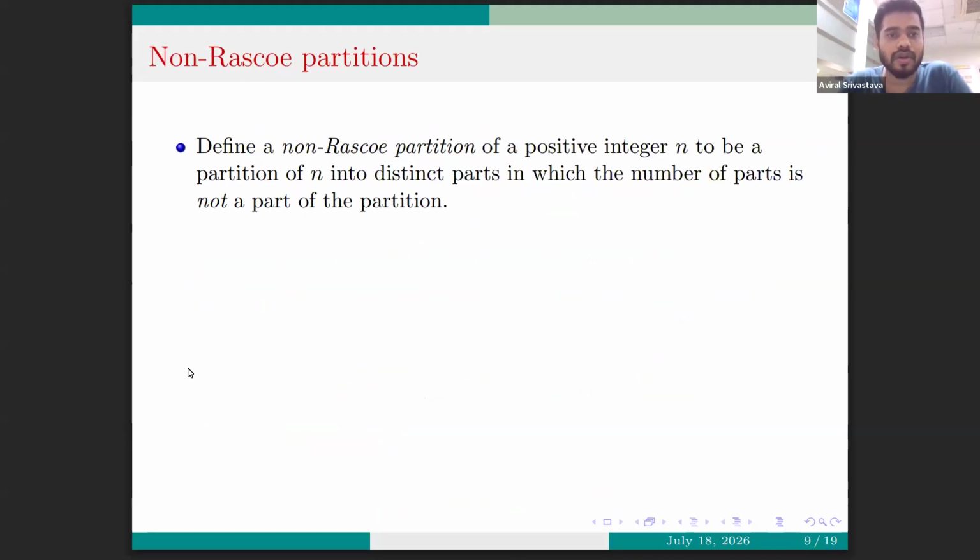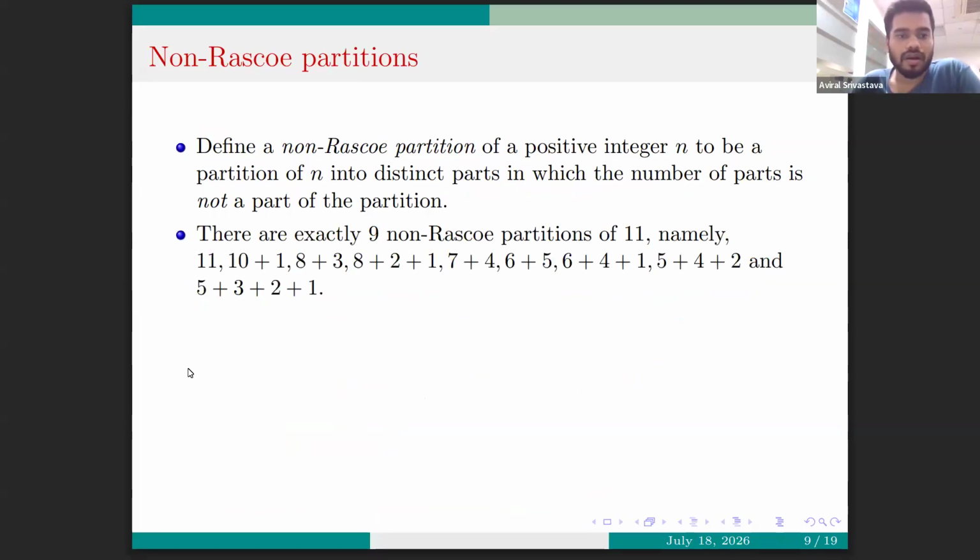Now let me go to the non-Rascoe partitions. Non-Rascoe partitions are those partitions where the number of parts is not a part of that partition. For example, there are exactly 9 non-Rascoe partitions of 11, and for example, 8 plus 3 is a partition of 11. So 2 is the number of parts in the partition, but 2 is not a part of that partition, right?